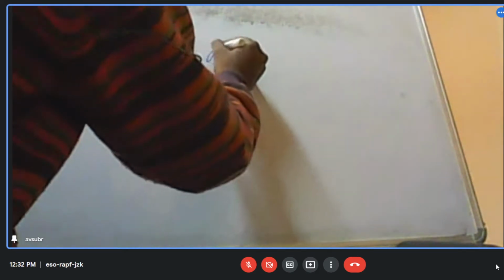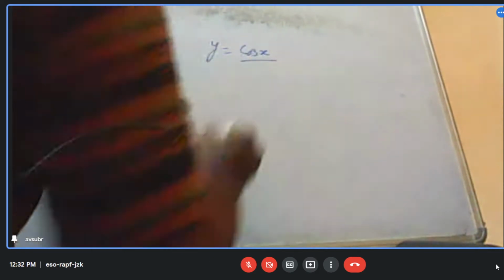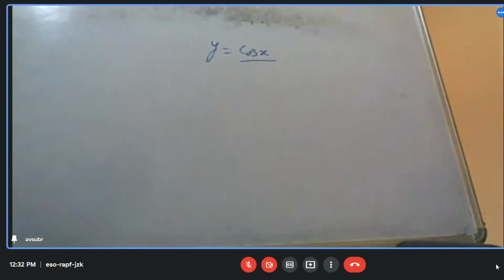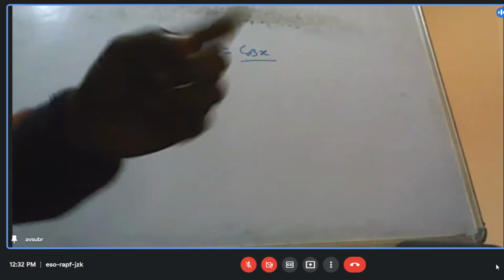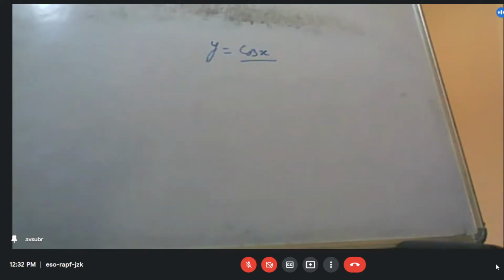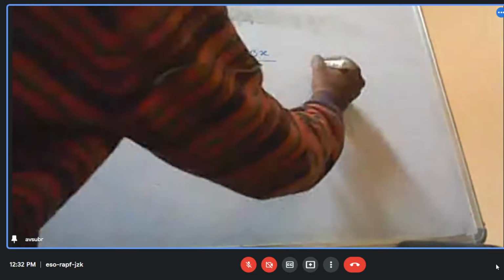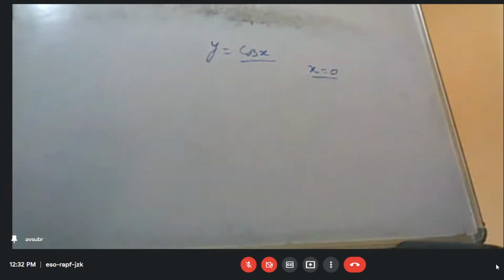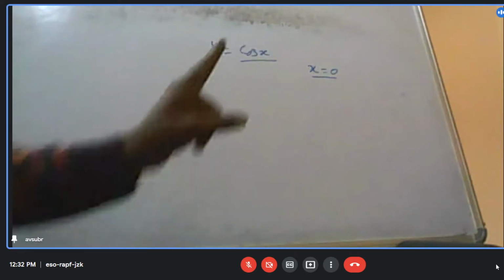What were we doing? Our aim is that we want to find out the value of cos x, for any given value of x, right? But what is known to us is only one value of x. At only one value we know the value of cos x. What is that value? x equal to 0. At x equal to 0 only we know the value of this cos x.